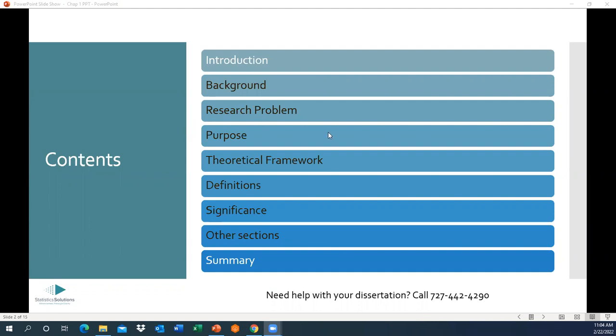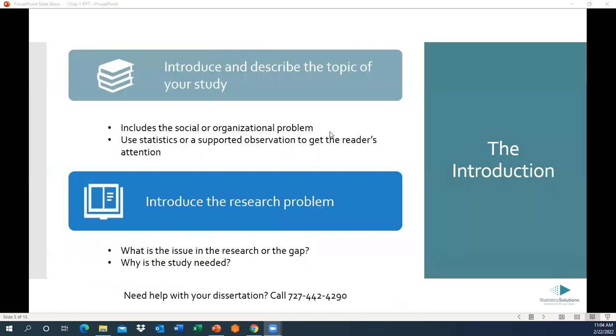Okay, so the introduction to the introduction. This basically introduces your topic, introduces what you're going to study, says a little bit about why you're going to study it, and how that's going to address the research problem, which we'll get to in a minute. And so this is an introduction. You're not going to get into a lot of detail because that's going to come later in the chapter.